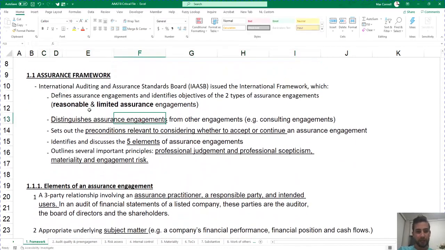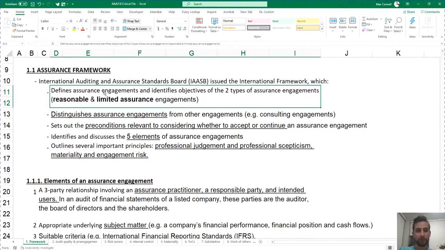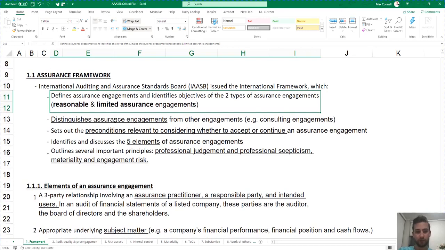So there is a consistent framework that assurance needs to follow, and that's basically defined by the IAASB, which is the International Auditing and Assurance Standards Board. And so that's the body that oversees the framework. So the framework is a set of rules which enables companies to define what an assurance engagement is, what the objectives are, and it also outlines the two types of assurance engagements. So number one, there's reasonable, and number two, there's limited assurance engagements. We'll talk about what each of those mean shortly.